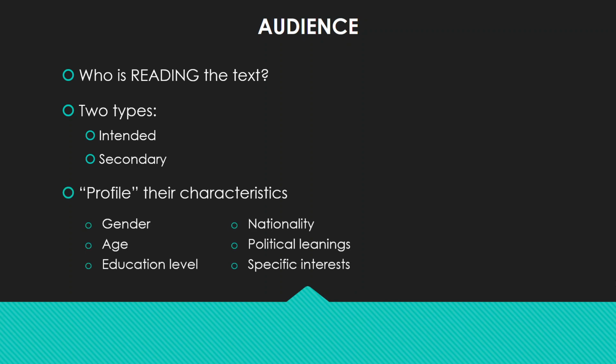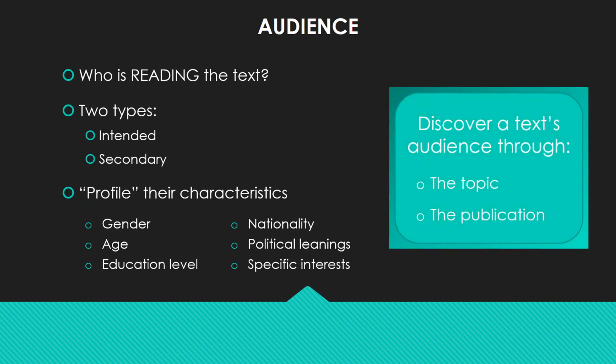You need to profile the readers by considering aspects such as gender, age group, nationality, and even things like their political leanings or specific interests. How do you figure this out? Well, you can think about the topic. Who would be interested in learning about this information? You can also think about where this text was published. Who is reading that website, magazine, newspaper, or whatever the container is? It can be difficult to determine this without reading the text, but you can sometimes get an idea by skimming and previewing, and this can help inform your understanding of the text as a whole.